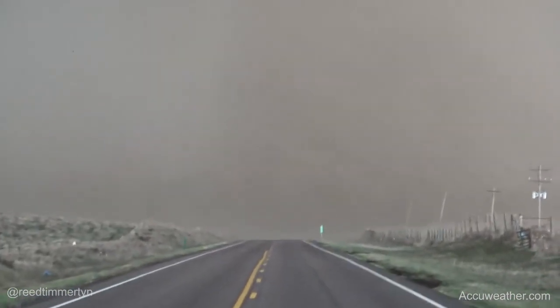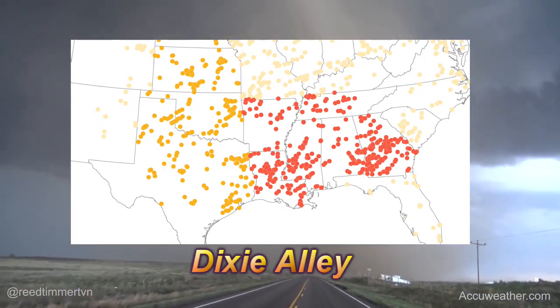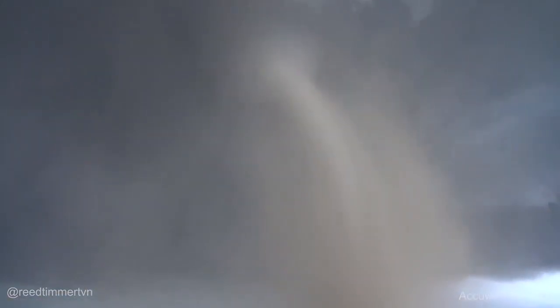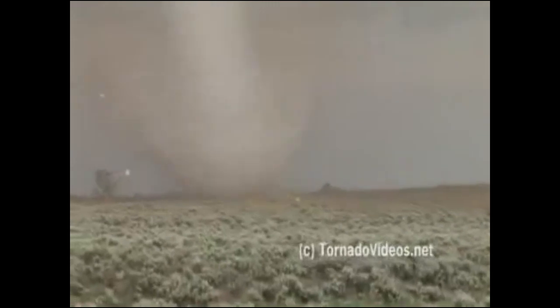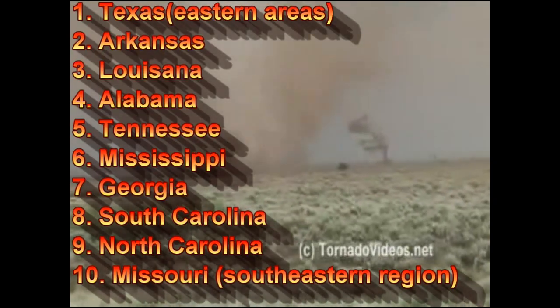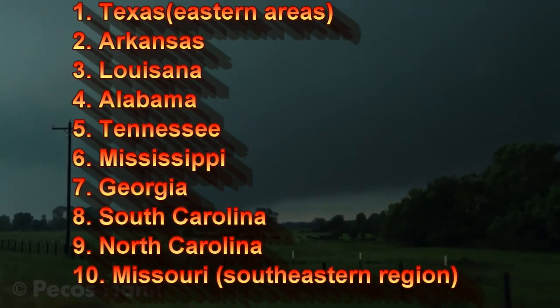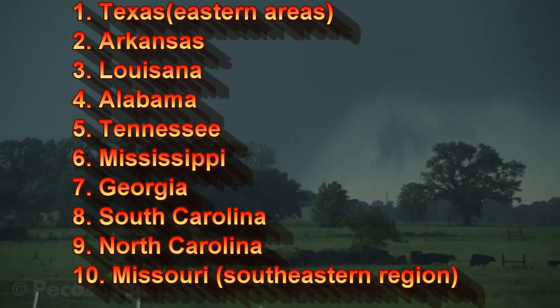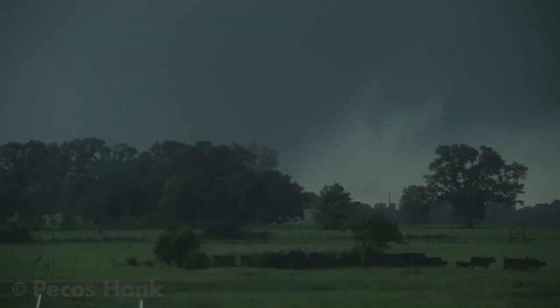They also form over a region called Dixie Alley, a region in the southeastern United States that is densely covered with trees, making it more deadly for tornadoes to form there. The states that make up Dixie Alley are Texas, the eastern parts, Arkansas, Louisiana, Mississippi, Tennessee, Alabama, Georgia, South Carolina, North Carolina, and Missouri, the southeastern part.